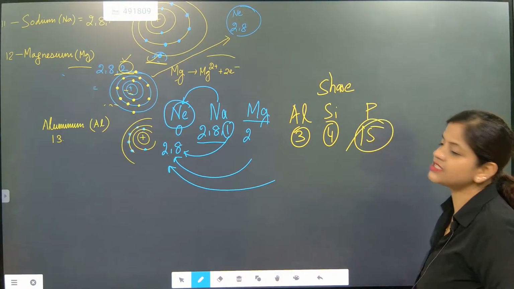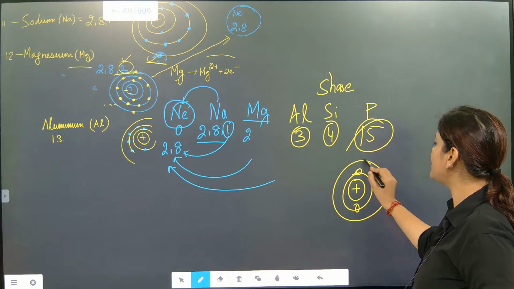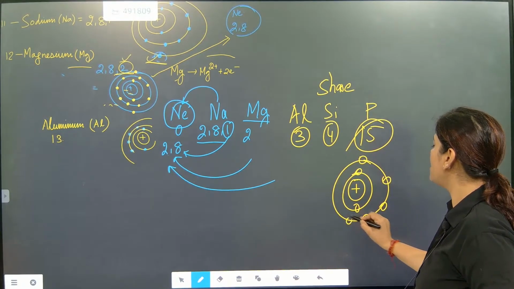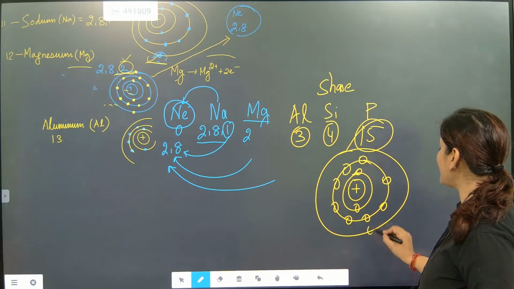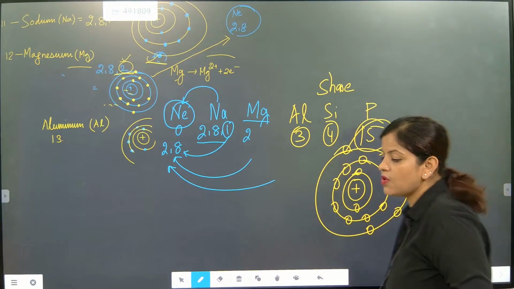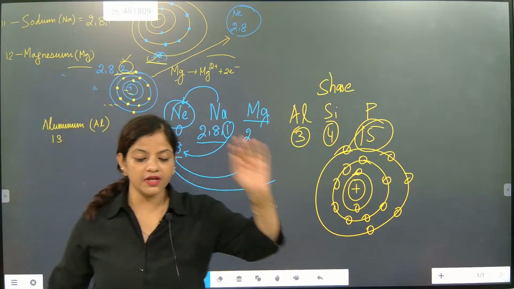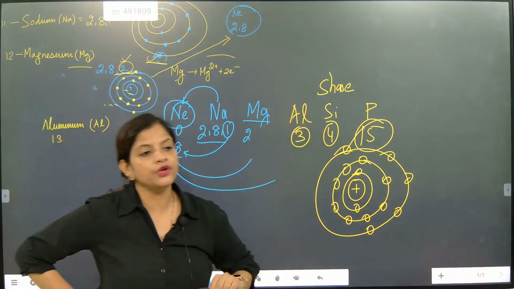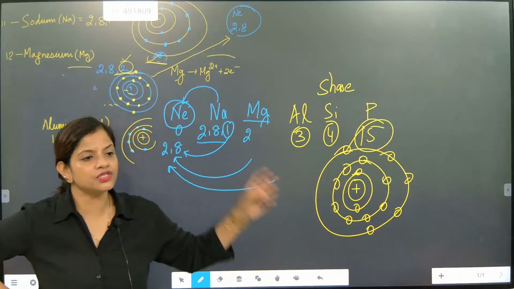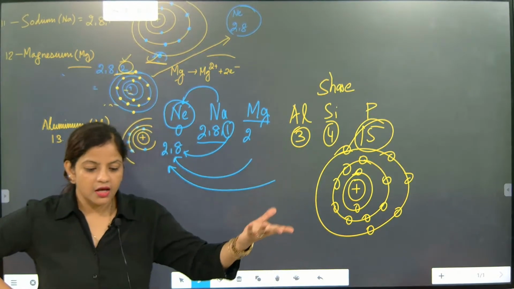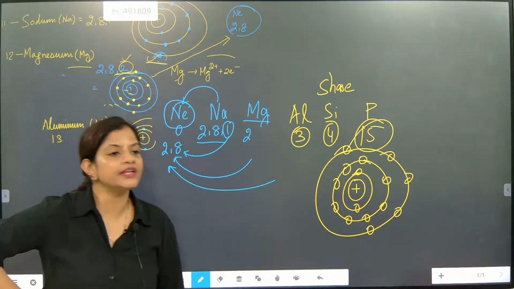Now what about phosphorus? Phosphorus atomic number is 15. First orbit, how many electrons? 2 electrons. Second orbit, how many electrons? 1, 2, 3, 4, 5, 6, 7, 8. Third orbit, how many electrons? 5. So it wants to gain the nearest noble gas configuration. What will it do? It will take 3, because the capacity of the orbit is 8. Once it gets 3, it will get stable. So it will take 3 electrons.